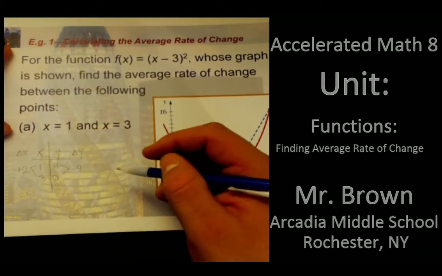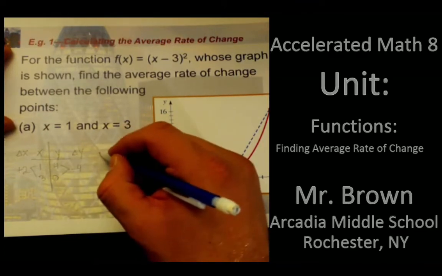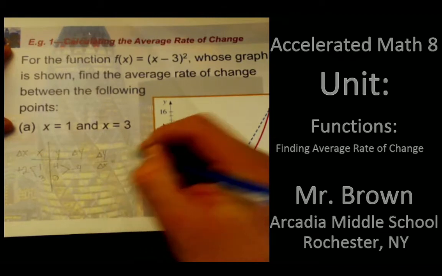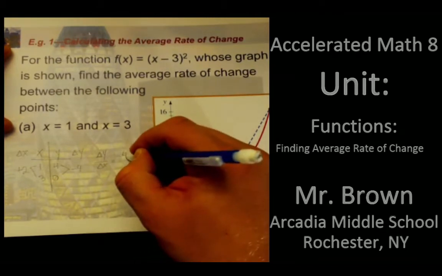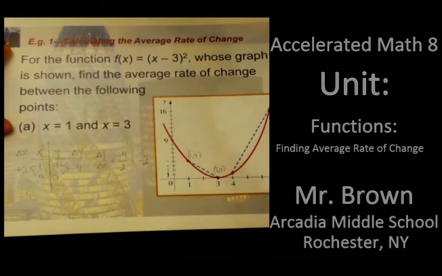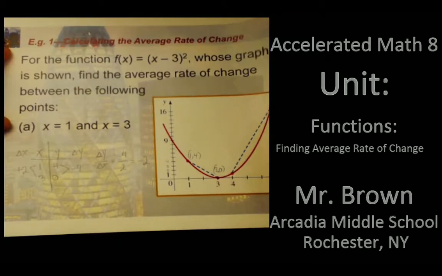In order to find the rate of change here, basically you just put the change in y over the change in x like you did last year. So you'll have negative 4 divided by 2, which basically the slope becomes negative 2. And that makes sense here because this slope is downhill.